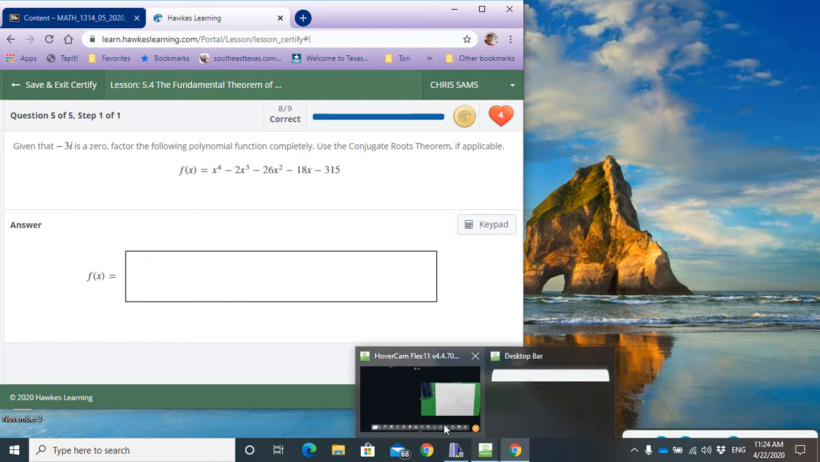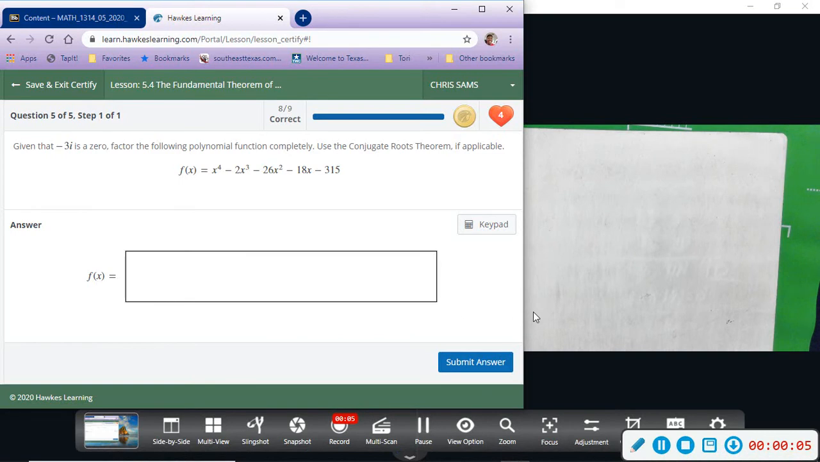Alright, so this is our last one here. Given we have one of the zeros, we're going to factor this polynomial completely, and it says use the conjugate roots theorem if possible. Basically, we're just going to factor it and write it in its linear form, similar to the first few problems that we had.